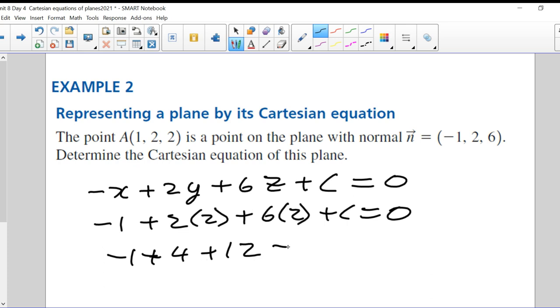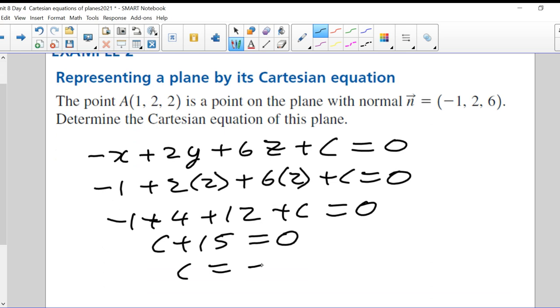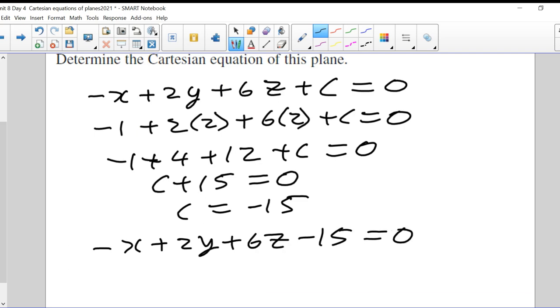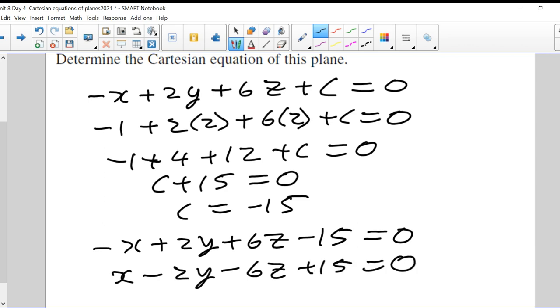Plus 4 plus 12 plus c equals 0. So that means that c plus 15 is equal to 0, and therefore c is equal to -15. And our equation becomes what you expect: -x plus 2y plus 6z minus 15 equals 0. But standardized, it becomes +x minus 2y minus 6z plus 15. Just change the sign of everything. It's the same plane. What could be easier?